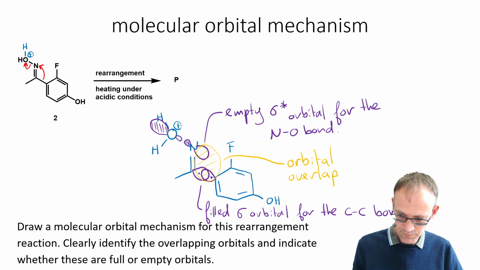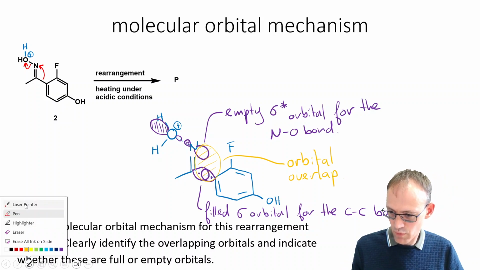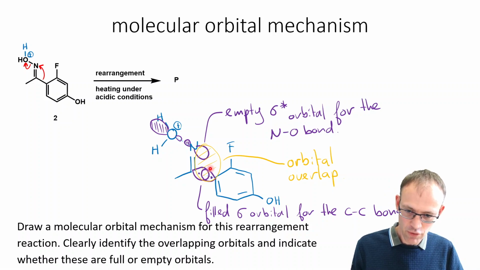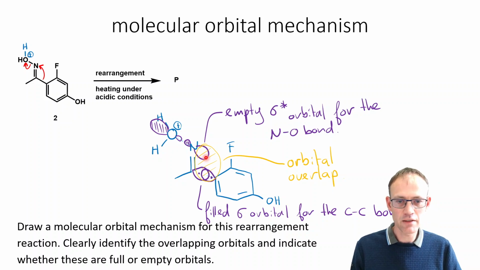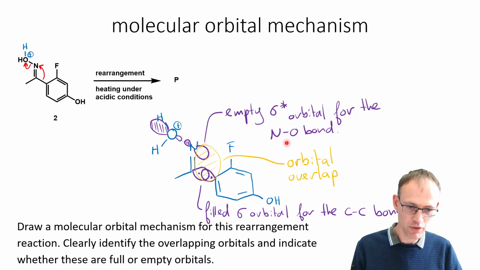Over here. So again, what we see is we see good overlap between the empty sigma star orbital for the NO bond and the electrons that are in the filled sigma orbital for the carbon-carbon bond can move, because of that overlap, into that empty sigma star orbital. Filling an empty sigma star orbital corresponds to breaking the corresponding bond, the corresponding NO bond, and that is exactly what we drew in the curly arrow mechanism.